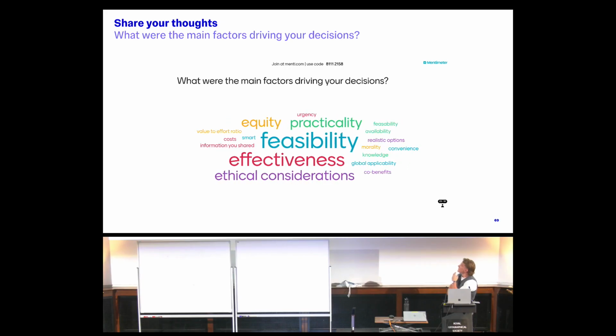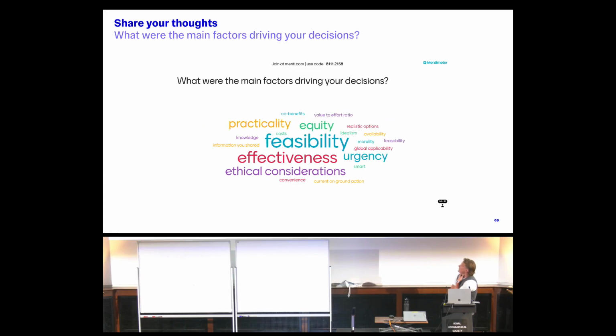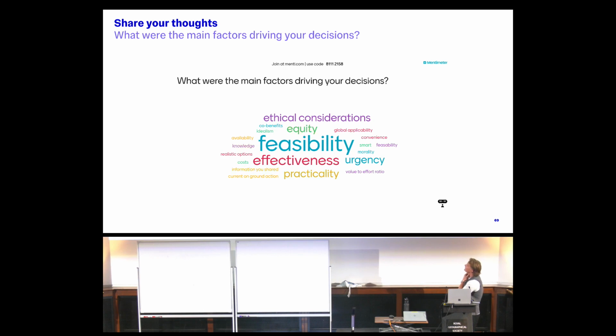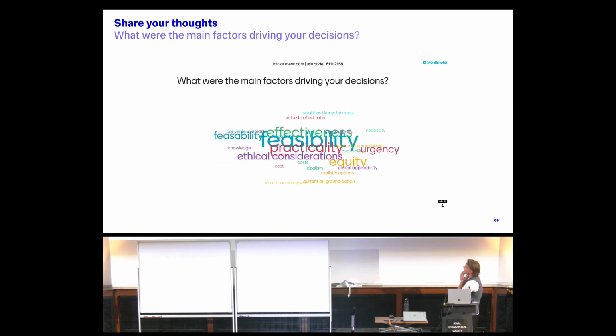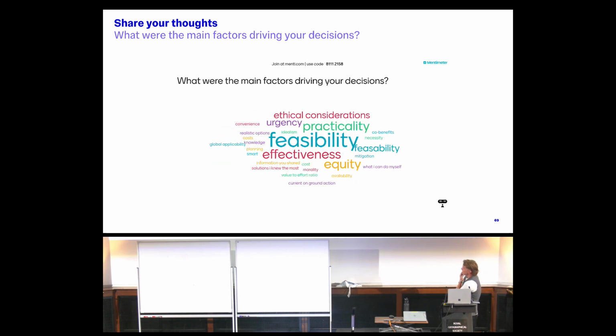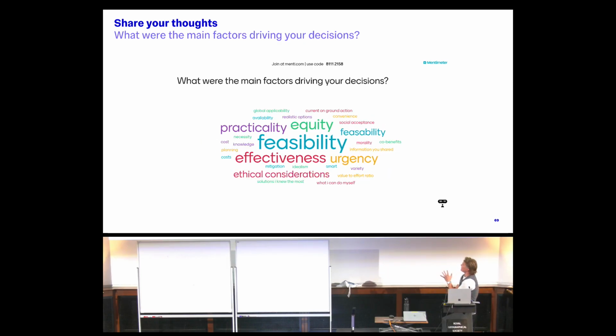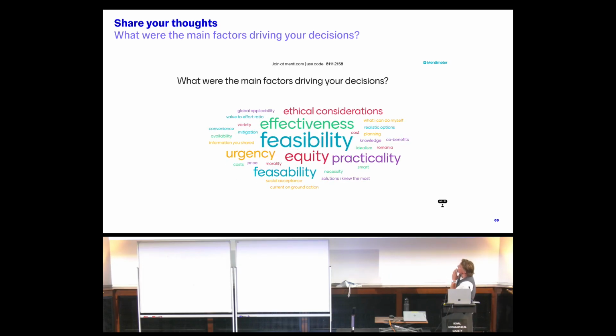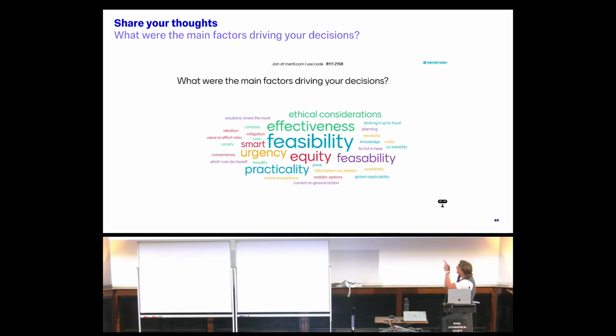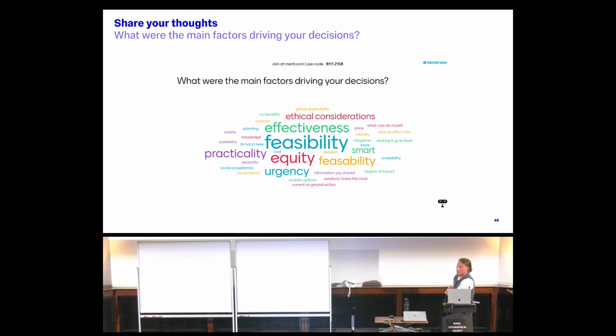Okay, so feasibility, effectiveness, ethical considerations coming up a lot there. Urgency, equity, realistic options, things that you can do yourself. There's a whole host of different things springing around that board now. I can't even see. Cost is just a tiny little word inside this much broader cloud there.